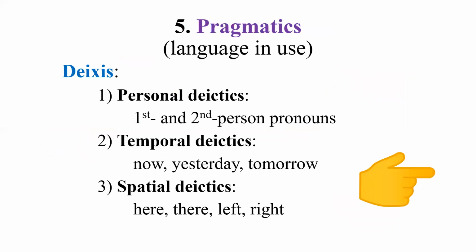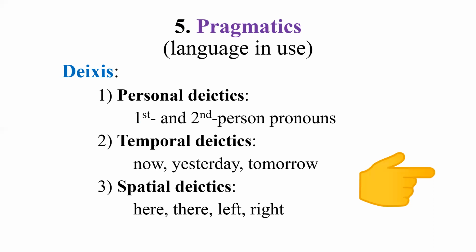Next, the fifth branch, pragmatics. When we say pragmatics, it means practical. So pragmatics refers to the study of language in use, or the practical use of language. Simply put, how a particular language is used in everyday situations, or simply put, language in action, how it is used in everyday context.